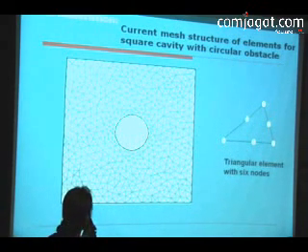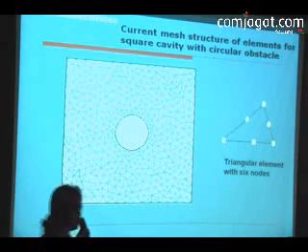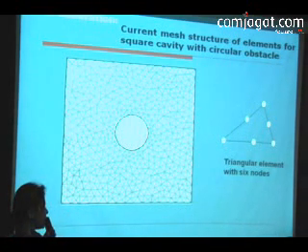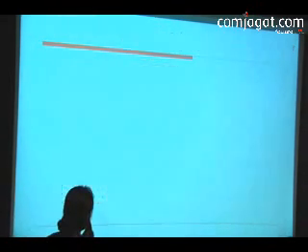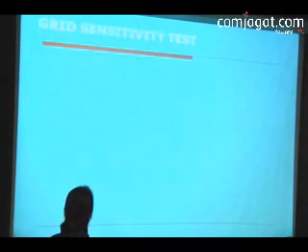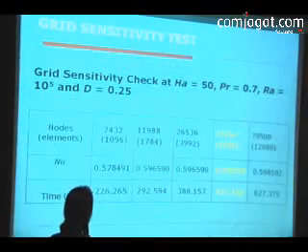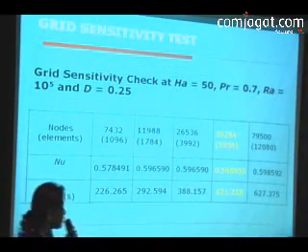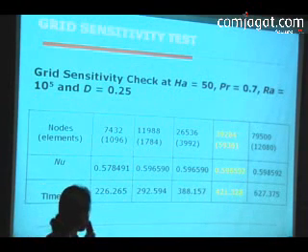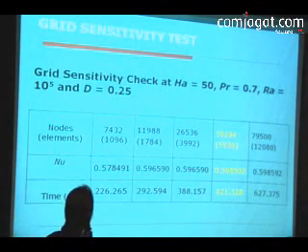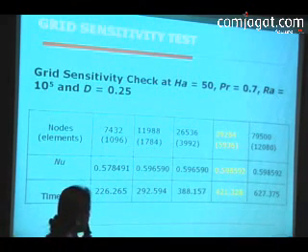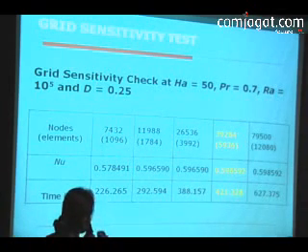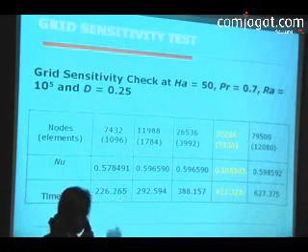This is the current mesh structure of elements for a square cavity with a circular obstacle. Here triangular elements with 6 nodes are used. To determine the proper grid size for this investigation, we have done 5 grid independency tests by considering 5 types of elements and nodes. And we used for this problem the yellow columns.